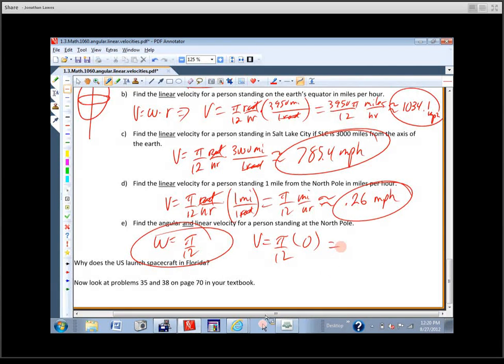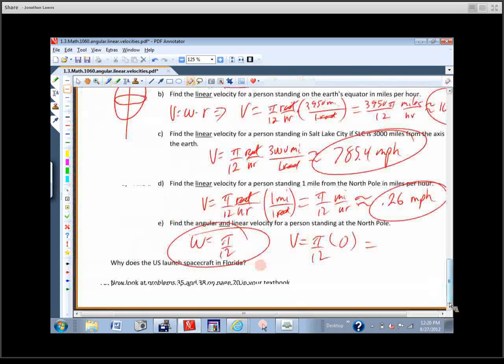So, thought questions to finish up. Why does the U.S. launch spacecraft in Florida? Because it's closer to the equator. They're spinning faster. Does anybody know? It's called escape velocity. How fast do they have to be going to escape the gravitational pull of the Earth?